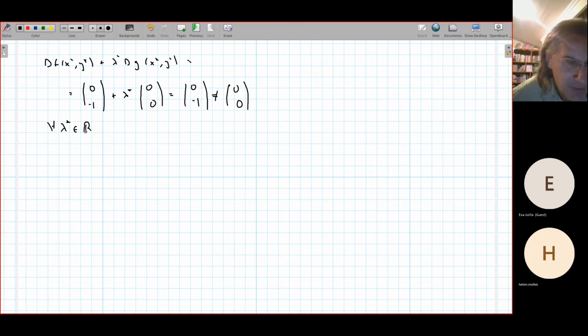So for any lambda star that you take in the real numbers, this term is never going to be equal to 0. And as a consequence, the conclusion in Lagrange's theorem is never going to be satisfied.